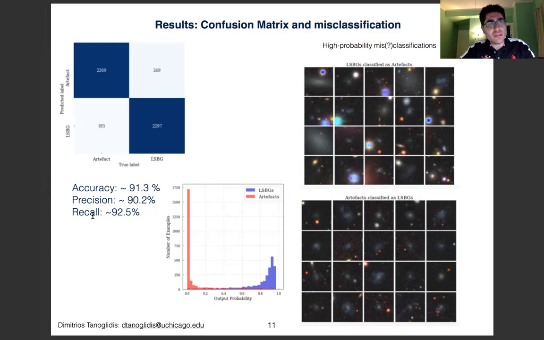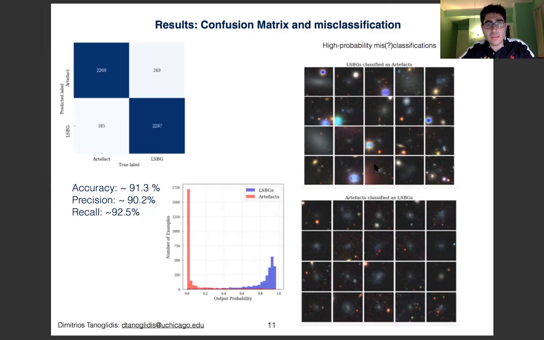And probably a very significant figure is the recall, or the purity of the classifications, which means from those that are classified as low surface brightness galaxies, how many are actually low surface brightness galaxies, and this is more than 92%. And you can see some of the misclassified objects.